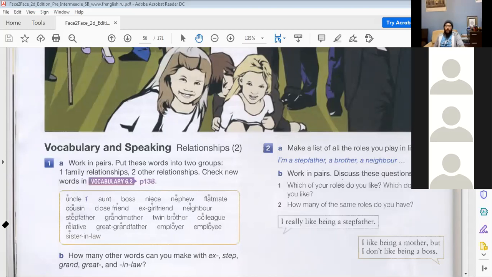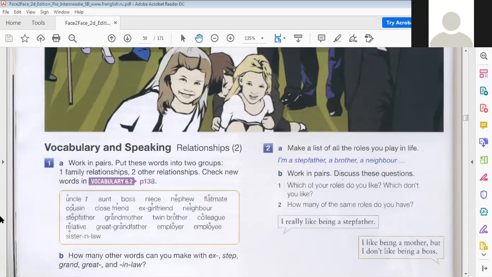You're also a daughter to your mother and father, right? Yeah. What about your grandparents? What's your relationship to your grandparents? Your granddaughter, right? Yeah. So this means your grandmother or your grandfather will call you my granddaughter, right? Yeah. All right. Good.